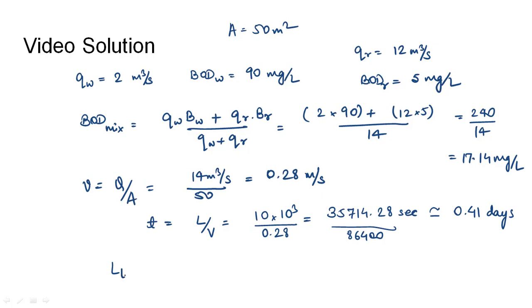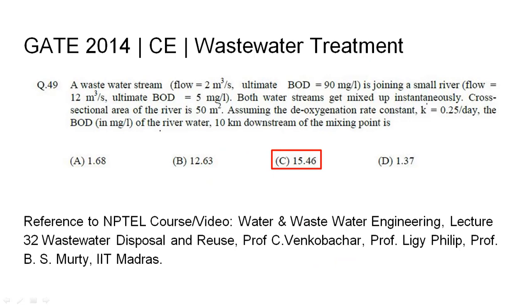Now the BOD level LT would be equal to L0 e power minus kt, where L0 is the BOD of the mix, that will be 17.14 into e power minus k value has been given as 0.25 into 0.41. This would become 15.47 milligrams per liter. So the BOD of the river water 10 km downstream of the mixing point is 15.46, that is option C.